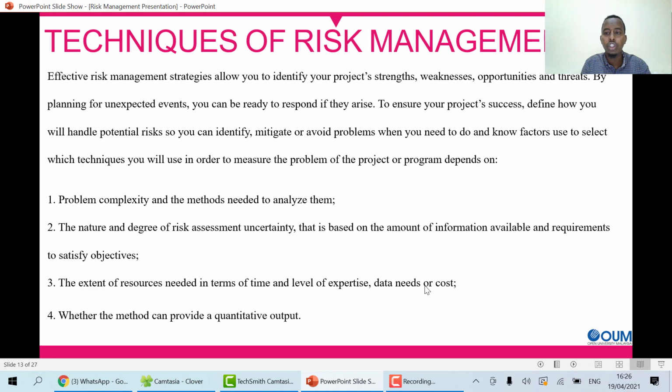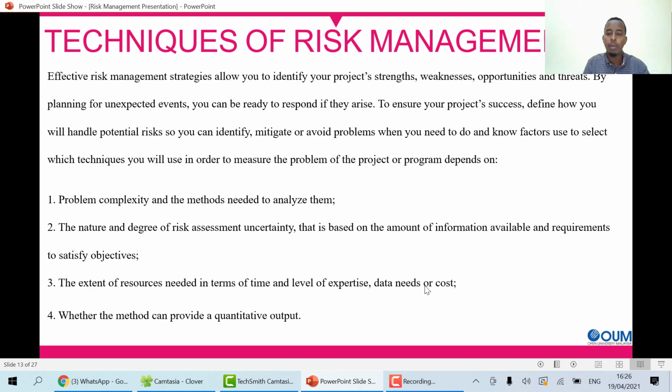Techniques that you can use to measure in risk management. Effective risk management strategies allow you to identify the project's strengths, weaknesses, opportunities, and threats. By planning for unexpected events, you can be ready to respond if they arise. To ensure your project's success, define how you handle the potential risks so you can identify, mitigate, and avoid problems when you need to.